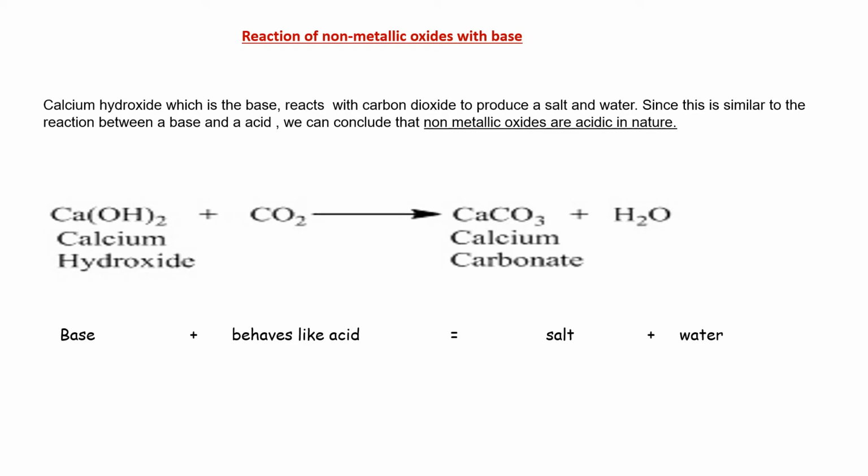So let's come to the other way round. Here we are taking the reaction of a non-metallic oxide. In the previous one we took a metallic oxide. Here we are taking a non-metallic oxide with a base. Now students, identify which is the non-metallic oxide. What is calcium oxide? Is it a metallic oxide or a base? Obviously it is a base, right? Calcium hydroxide is a base.